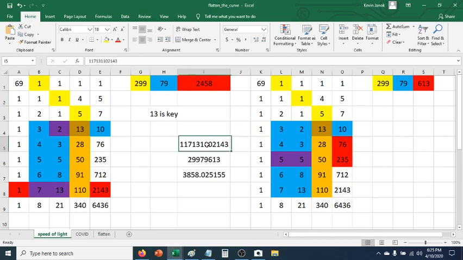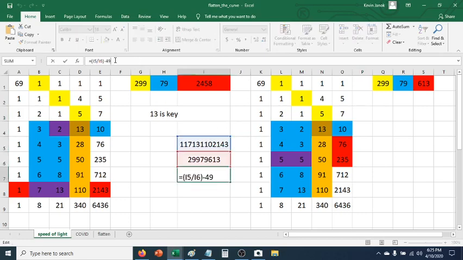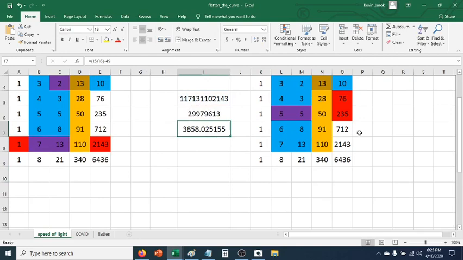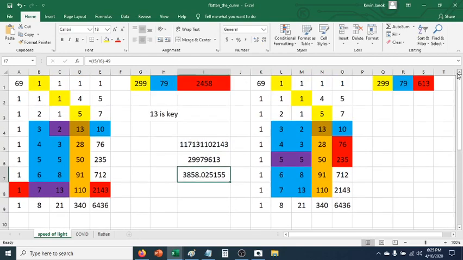But anyways, if you take this and divide by this, like look at this. The equation is this divided by this minus 49, and you get 3858.0. I find that amazing. So I actually found a use.